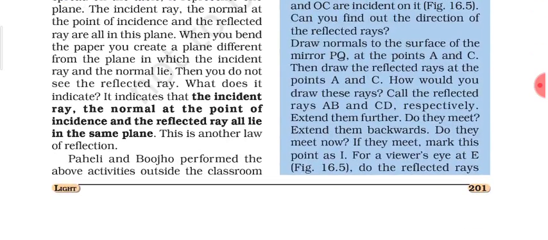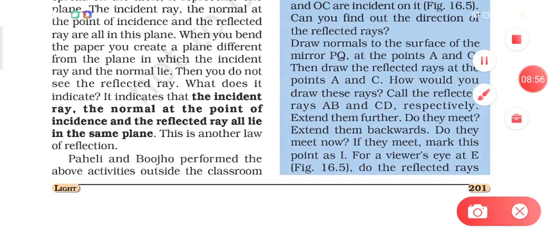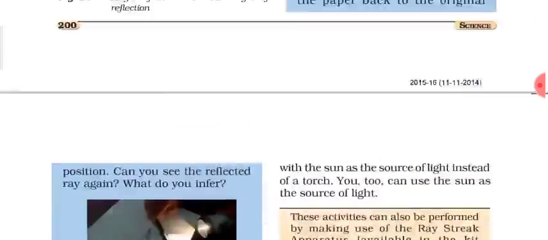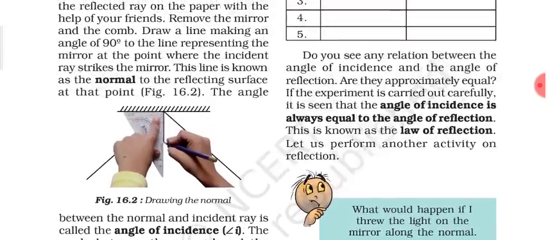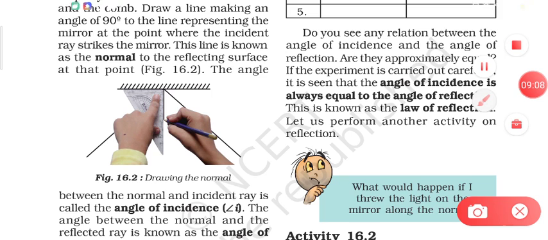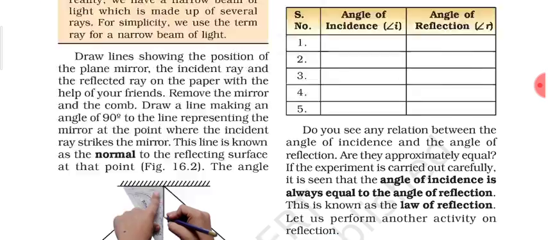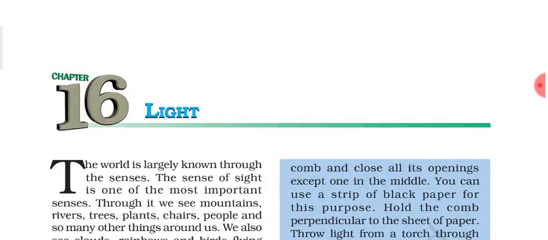This law is written here: the incident ray, the normal at the point of incidence, and the reflected ray all lie in the same plane. This is the second law of reflection, and the first law of reflection that we studied is that the angle of incidence is always equal to the angle of reflection. So dear students, perform these activities and properly memorize these laws.